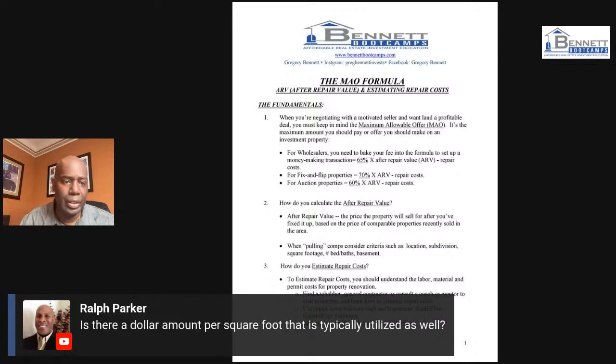Ralph has another question. Is there a dollar amount per square foot that is typically utilized as well? I don't use that. In some other areas of the country, they do use that. When rehabbing, generally speaking, my preference would be to pay about $100 to $125 a square foot, depending on the area. I say depending on the area because the finishes will be different depending on the area. So that's why I use the MAO instead of amount per square foot.